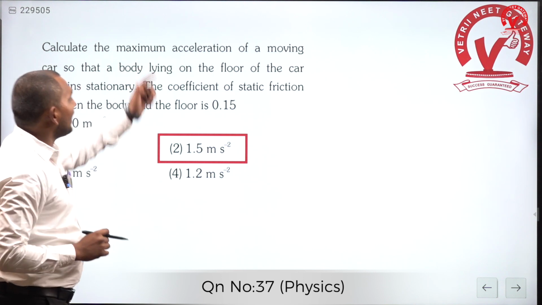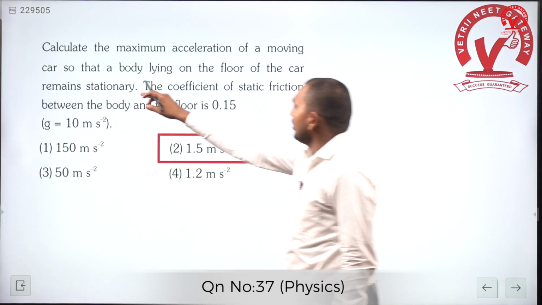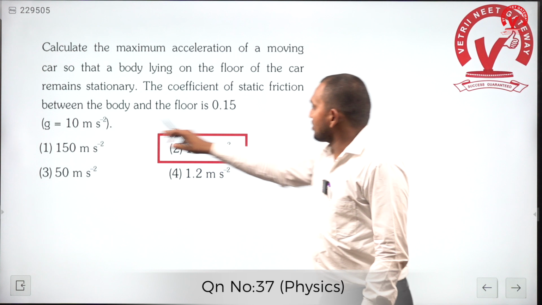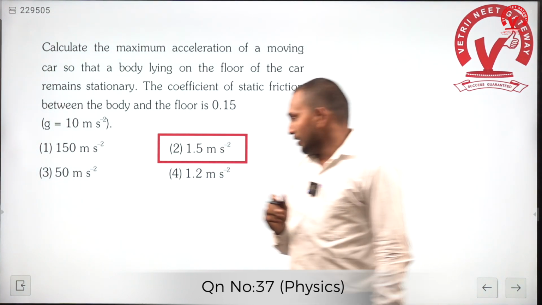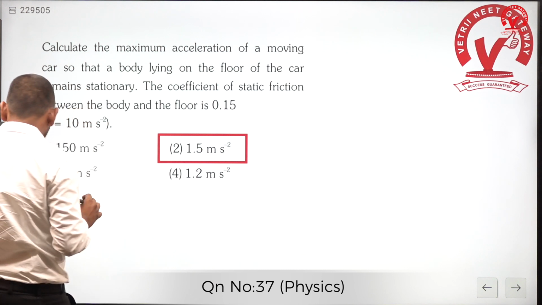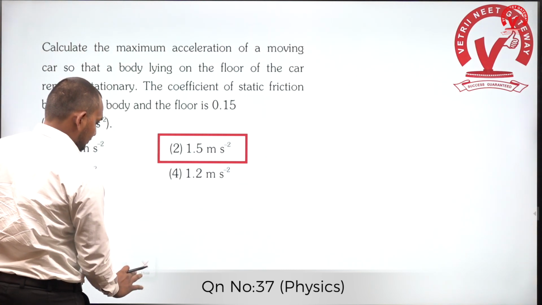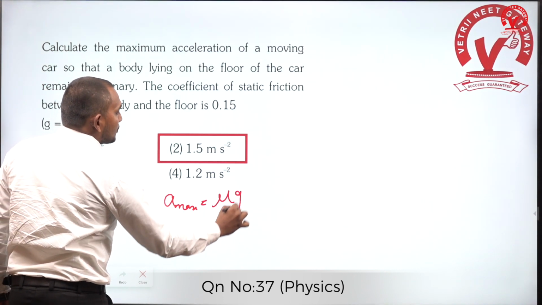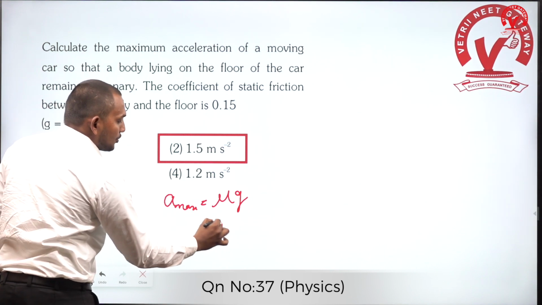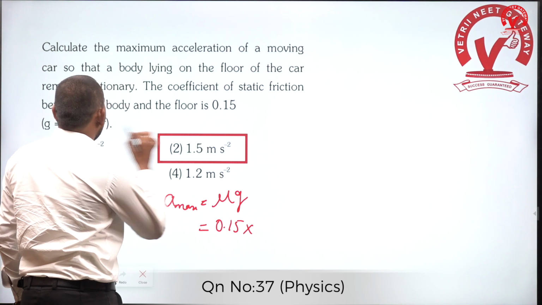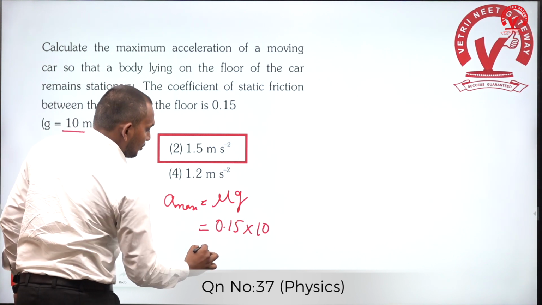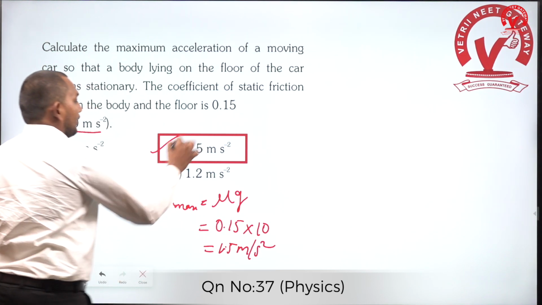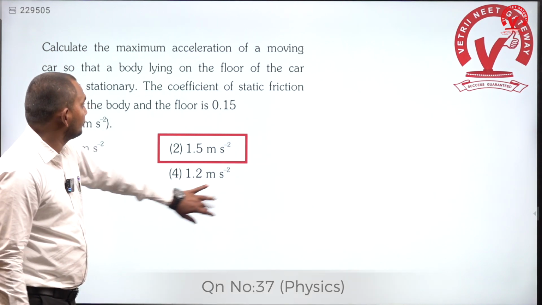Next question. Calculate the maximum acceleration of a moving car so that a body lying on the floor of the car remains stationary. The coefficient of static friction between the body and the floor is given. So the maximum acceleration is equal to mu into g. So mu value how much? 0.15, g value 10. So we will get 1.5 meter per second square. That is option 2.